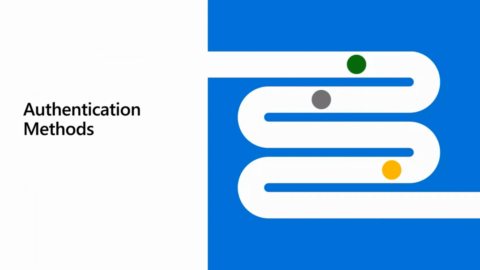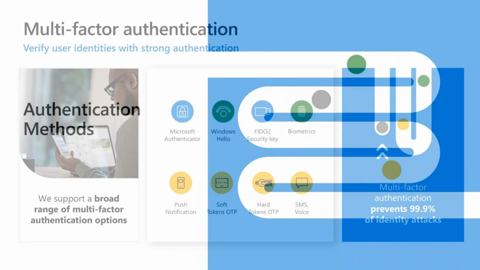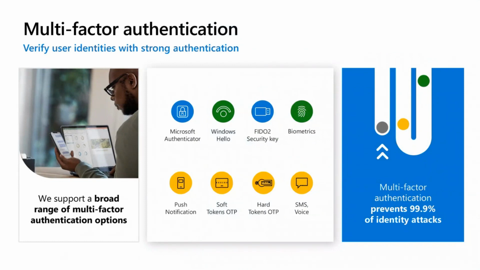So thinking about what are the different methods of authentication with Azure Active Directory? There are a number of them. When we think about multi-factor authentication overall, we have the ability for password, passwordless technologies, Authenticator, Windows Hello, FIDO2, or biometrics. And then we can push those out either as push notifications, you can use your soft tokens or your hard tokens. You can even use SMS or voice, although we pretty much discourage that, it's far less secure, right?